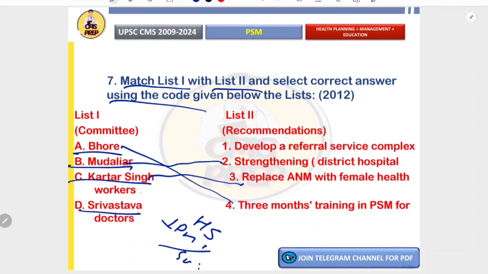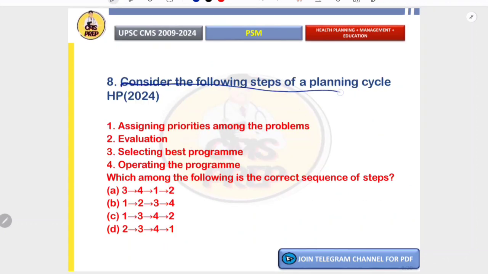Srivastav committee mainly involved with developing a referral service complex, also with rural health scheme and with ROME, that is reorientation of medical education. So this is the correct one. Match the following. Consider the following steps of a planning cycle. Which among the following is the best or the correct sequence of steps?